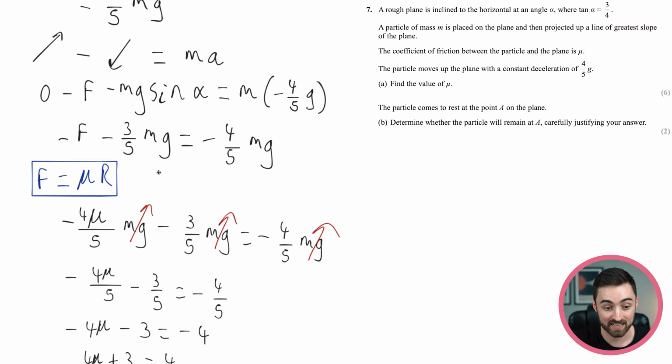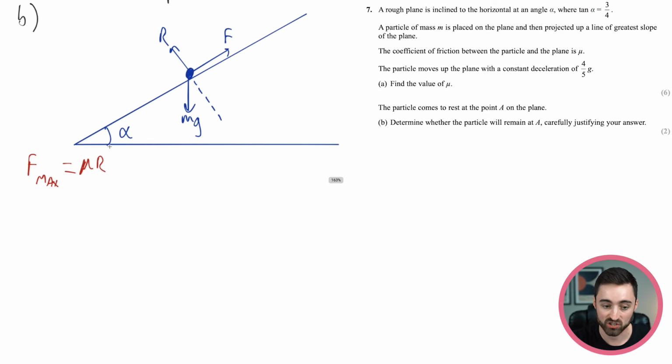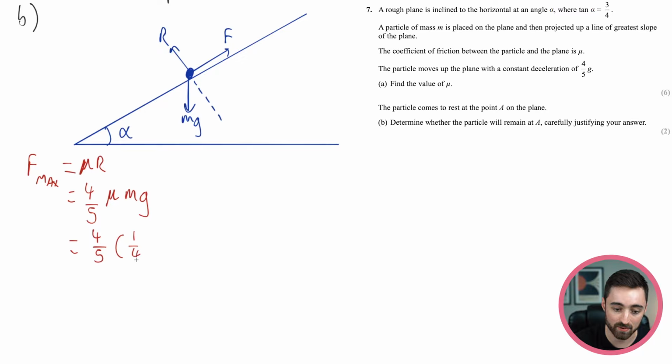And max friction last time was this, wasn't it? It was 4 over 5 mu mg. So F max is still 4 over 5 mu mg. And we actually know the value of mu now, don't we? It's a quarter. So this is going to be 4 over 5 multiplied by a quarter mg. That 4 cancels with that to get a fifth mg. So now the question is, is this weight bigger than a fifth mg?